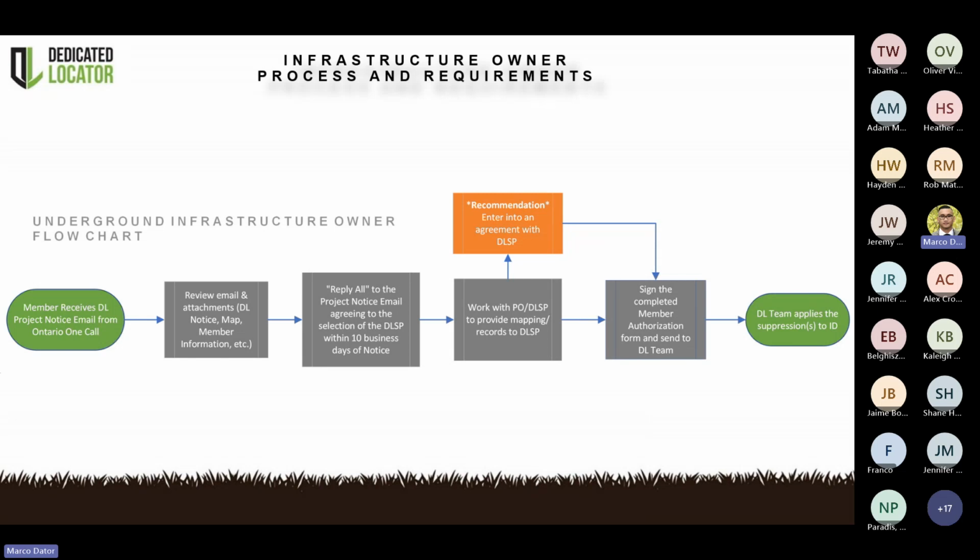Within that, like I said, you can reply all. Once you agree on the dedicated locator service provider with the project owner, you can just respond to all and say in simple writing that you agree with the dedicated locator service provider. From that point, you can work with the project owner and DLSP to provide mapping and records. This is where the timeline takes a bit of a lengthy process, but we are working within the 90 days, and as more projects come in, that 10 days becomes more attainable for you to share mappings or records.